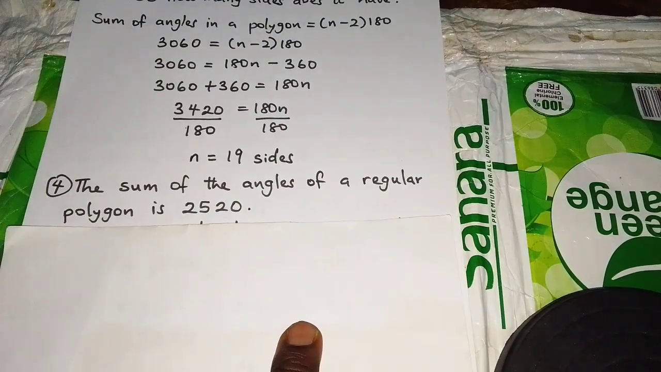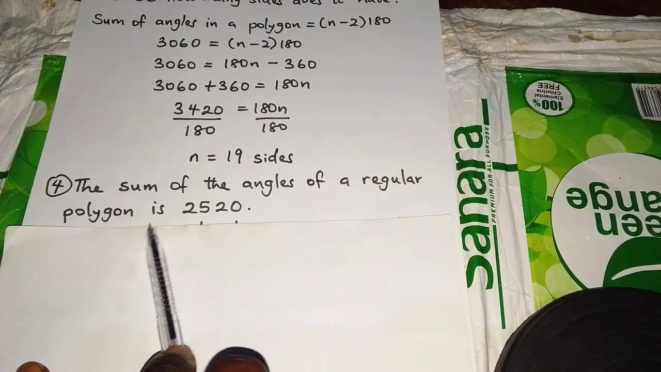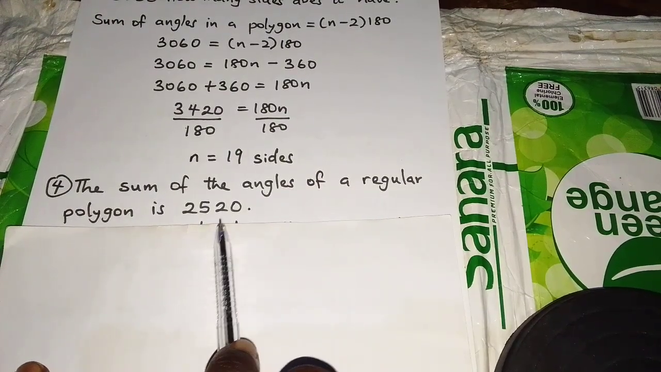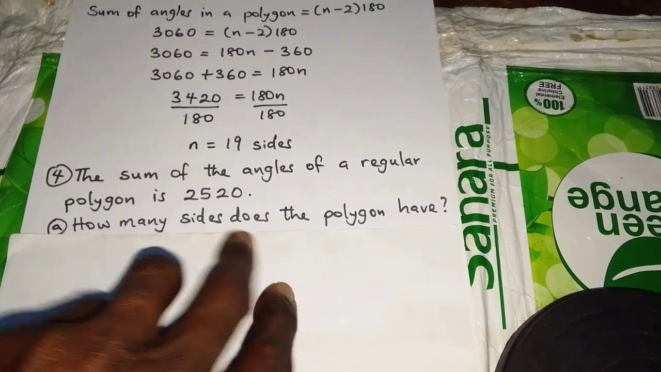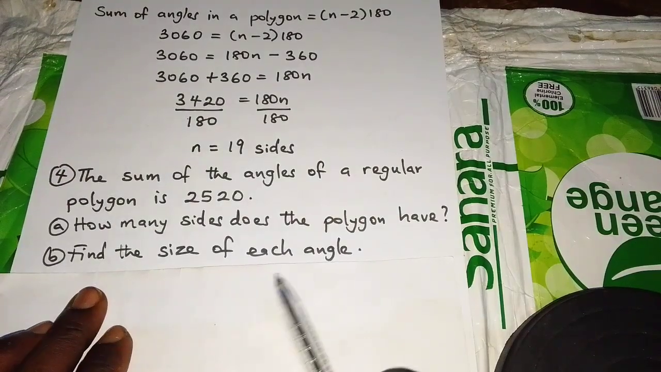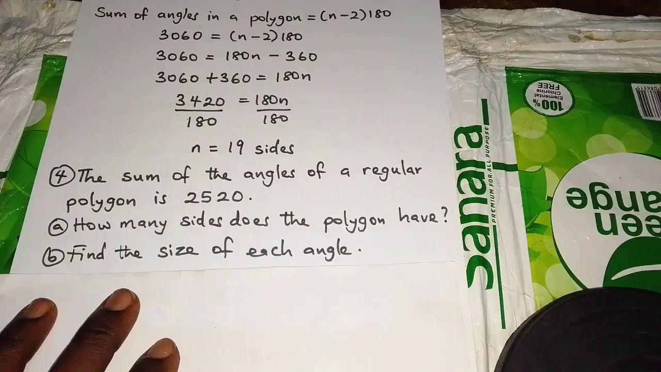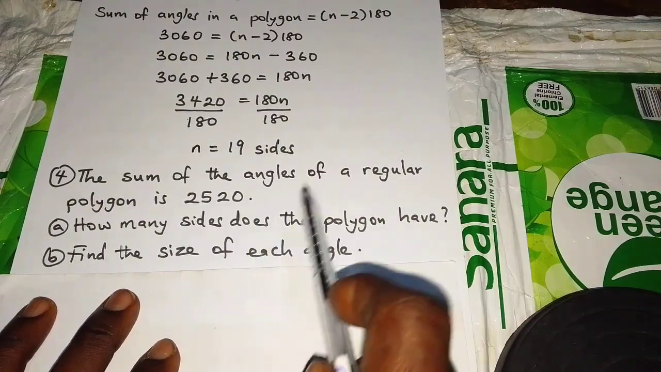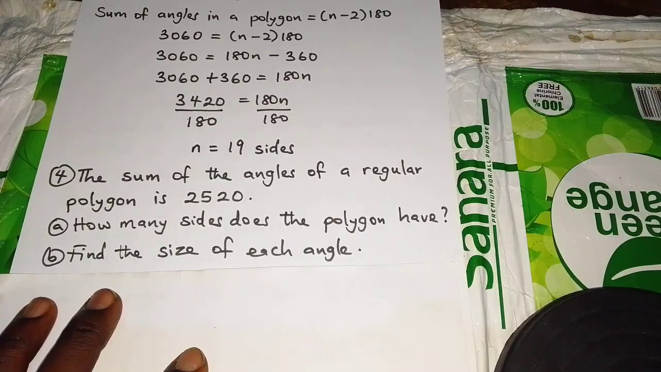Now, this is another example. The sum of angles of a regular polygon is 2520. A. How many sides does the polygon have? Then B. Find the size of each angle. First of all, you hear a regular polygon. A regular polygon has all its sides and angles equal.